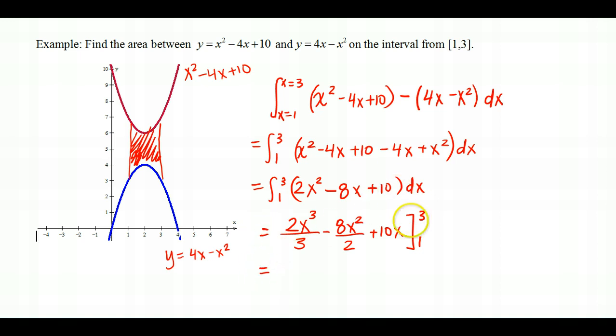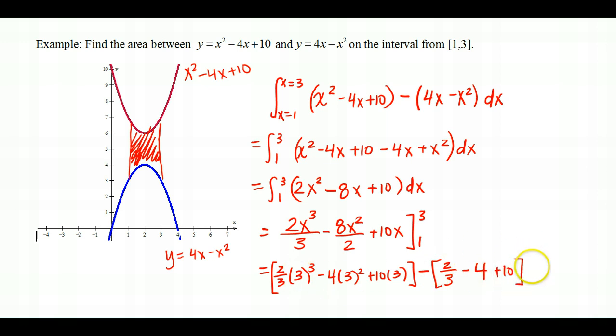Now, it's a lot of algebra, and we'll skip a little bit of it. Just to show the steps, what we would do is plug the 3 in for every x first. So we're going to have 2/3 times 3 cubed minus, let's write this as 4 times 3 squared, plus 10 times 3. That's substituting in just the 3 first, minus, now I get to substitute the 1 in everywhere, so minus 2/3 minus 4 plus 10. Doing a lot of algebra here, I would get a final answer of 16 over 3.